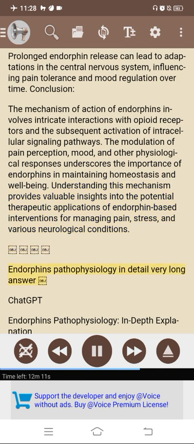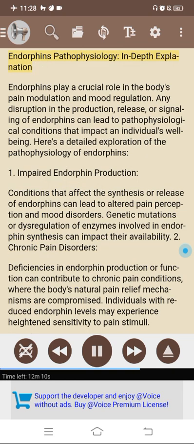Endorphins pathophysiology in detail. Very long answer. ChatGPT. Endorphins pathophysiology. In-depth explanation. Endorphins play a crucial role in the body's pain modulation and mood regulation. Any disruption in the production, release, or signaling of endorphins can lead to pathophysiological conditions that impact an individual's well-being. Here's a detailed exploration of the pathophysiology of endorphins.